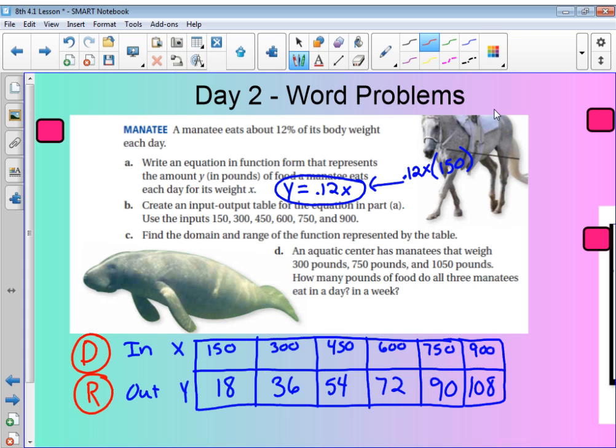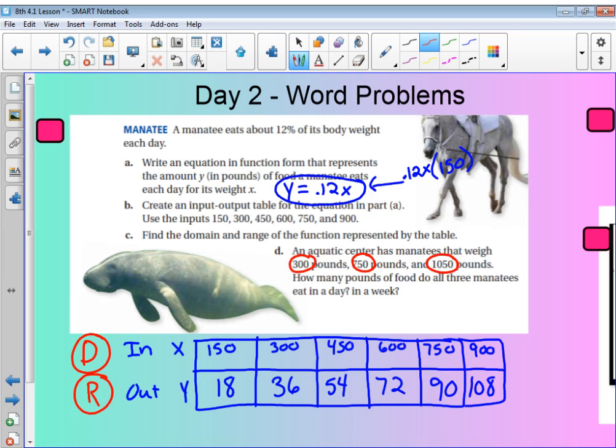Letter D says an aquatic center has manatees that weigh 300 pounds, 750 pounds, and 1,050 pounds. So we have 2 of those there, but we don't have the third one. How many pounds of food do all 3 manatees eat in a day and then also in a week? So there's a couple different ways that we can solve this. We could extend our table out to see what the 1,050 pounds would be, and then we could add all 3 of them together. Or we can just add all 3 of these together.